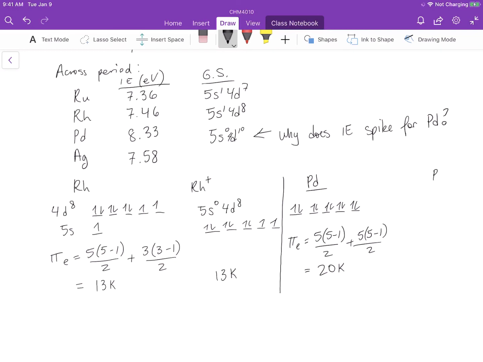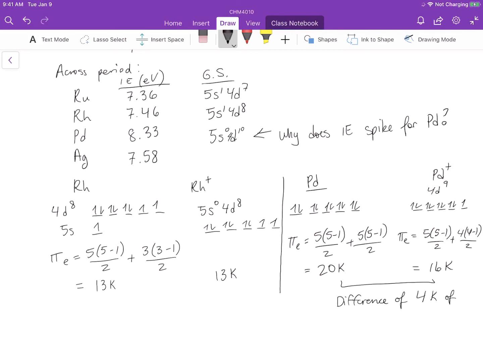For our ionization, we now will have 4d9. So our exchange energy will be 5 times (5 minus 1) over 2, plus 4 times (4 minus 1) over 2, which will be 16K. And so in this case, this is a difference of 4K of stabilization. And so it takes a lot more energy to overcome.